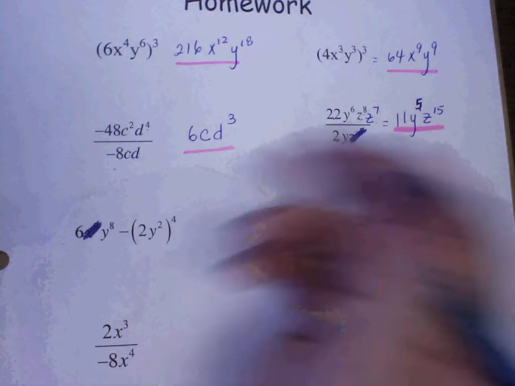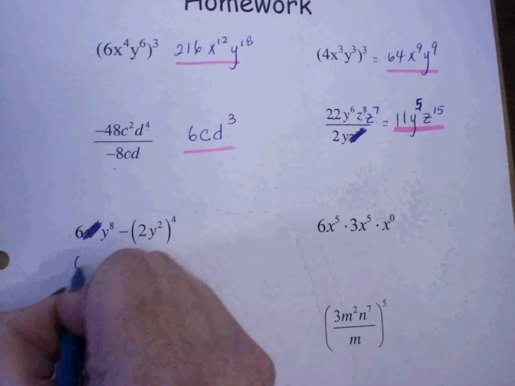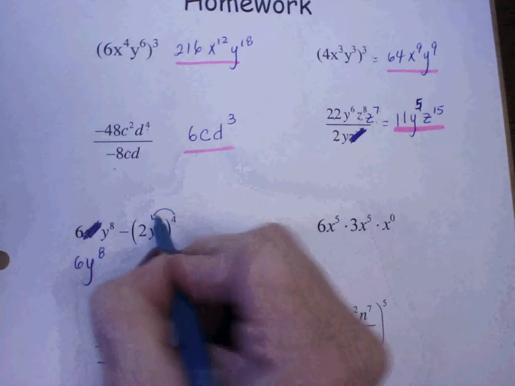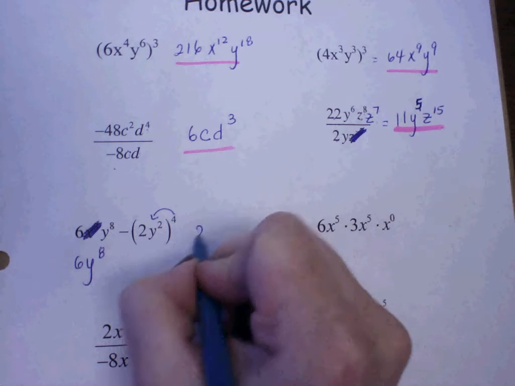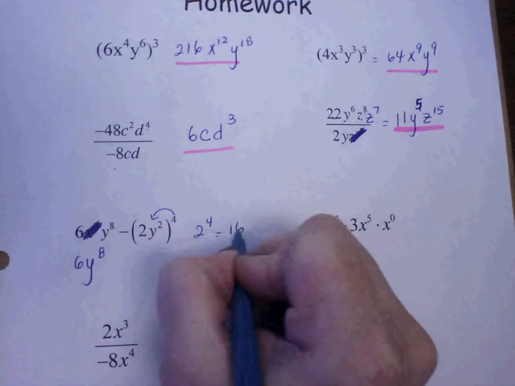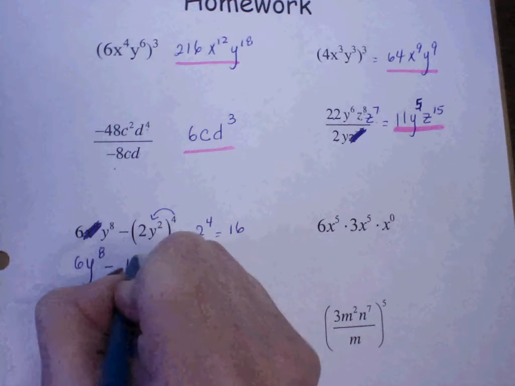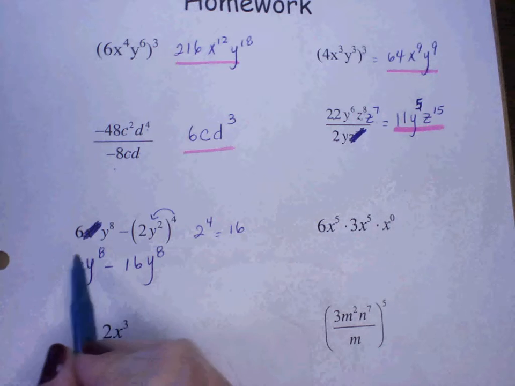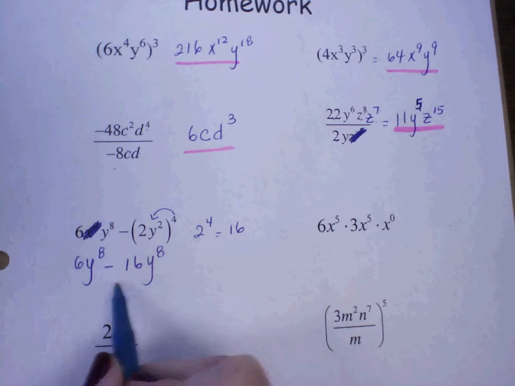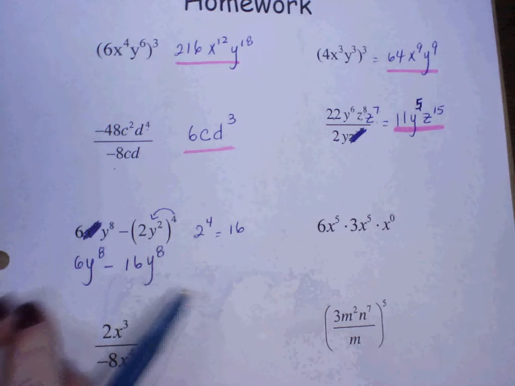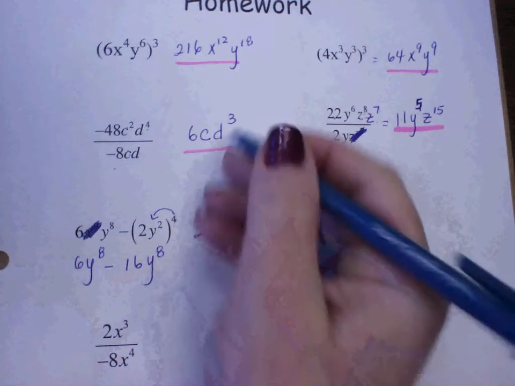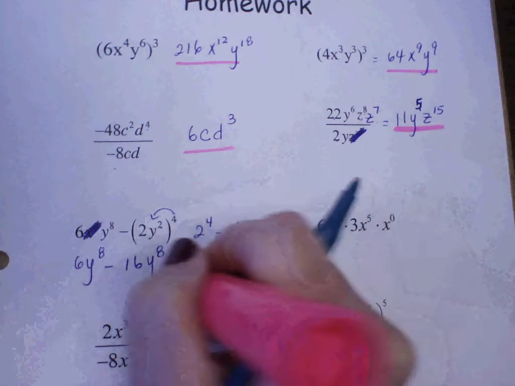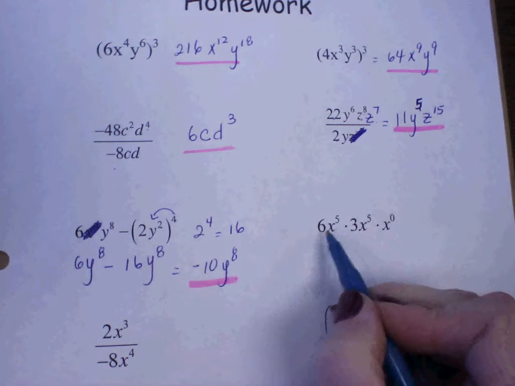That's 1. Trash it, right? So this is 6, y to the 8th. All right, distribute. What is 2 to the 4th power? 16? Yes, so minus 16. And 2 times 4? 8. And what is 6 y8 minus 16 y8? We did this in summer. You just take away. That will be negative 10 y to the 8th power. Very good. Good job. All right.